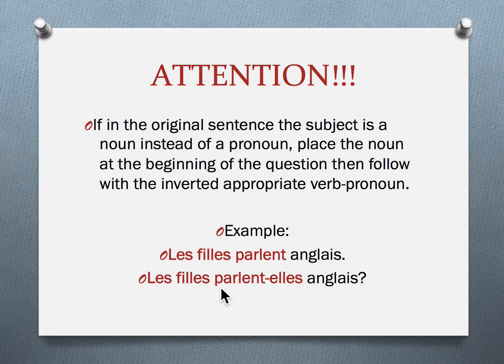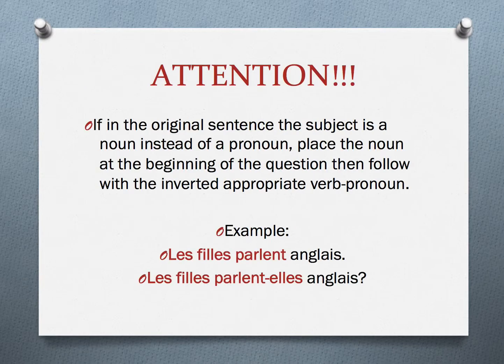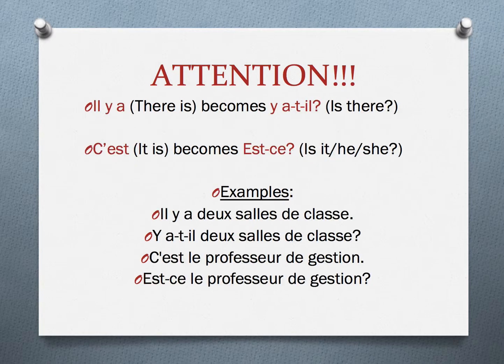So I say, parle-t-elle anglais? Parle-t-elle anglais? I make a liaison between parle and elle. I say parle-t-elle anglais. So first the noun, les filles, and then the inversion. Because the inversion is always done only with verb and pronoun, not verb and noun.